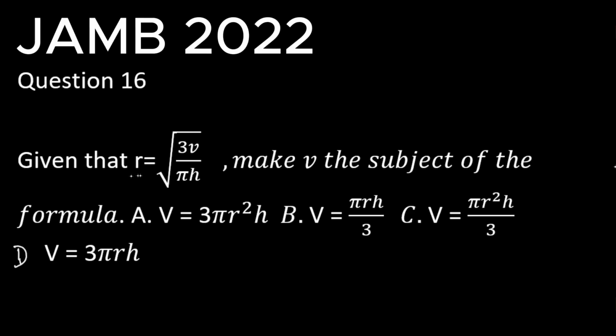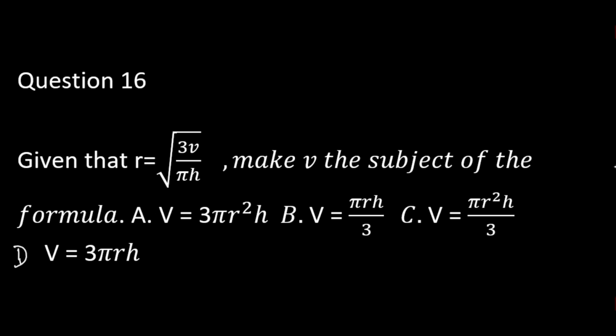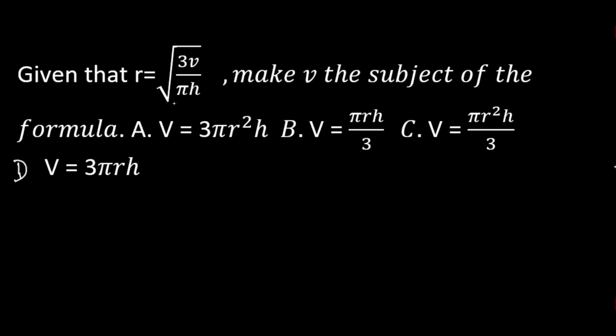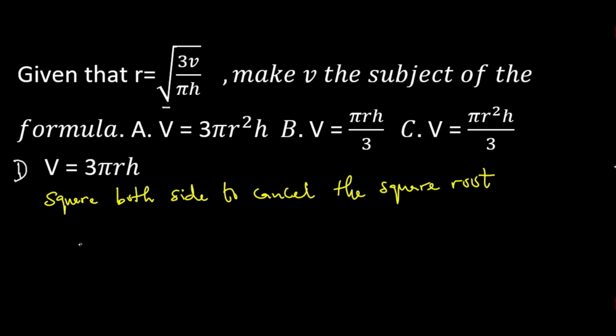Question number 16. Given that r is equal to the square root of 3v over pi h, make v the subject of the formula. Okay, to do this, we look at the square root. You can see there's a square root on the right-hand side. To cancel the square root, we'll square both sides of the equation.